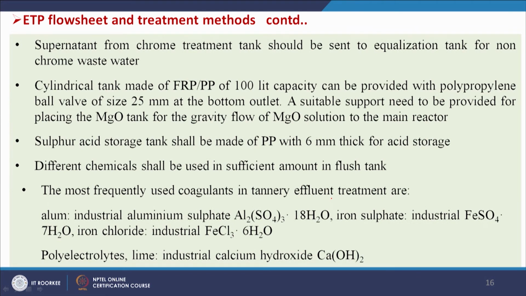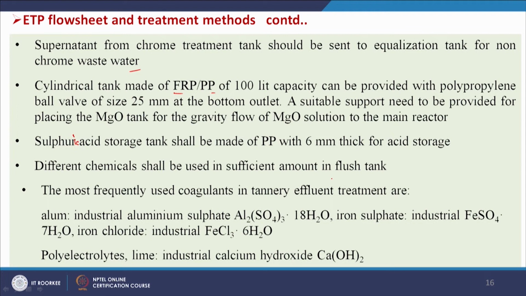And then supernatant from the chrome treatment tank should be sent to the equalization tank for non-chrome wastewater. A cylindrical tank made of FRP and PP of 100 liter capacity can be provided with a polypropylene valve of size 25 millimeter at the bottom outlet. Suitable support needs to be provided for placing the MgO tank for the gravity flow of MgO solution to the main reactor. The sulfuric acid storage tank shall be made of PP, 6 millimeter thick, for acid storage.